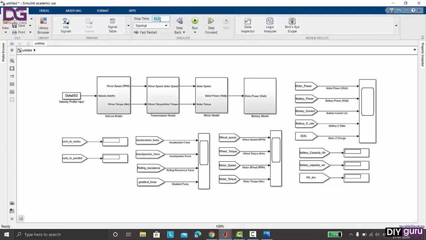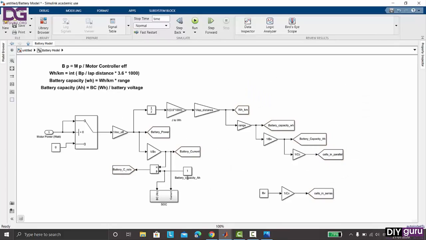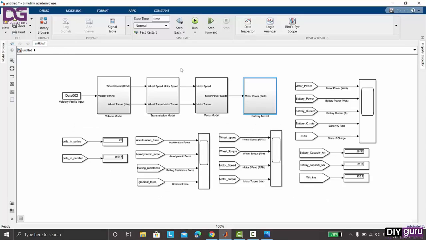Go to simulation and change the stop time to the time required to complete one lap. So we have named it as time while we save the values. So just give the stop time as time and click on the run button. Here we have obtained the battery capacity as 29.36. So open this model and change the capacity to 29.36 and run this model.